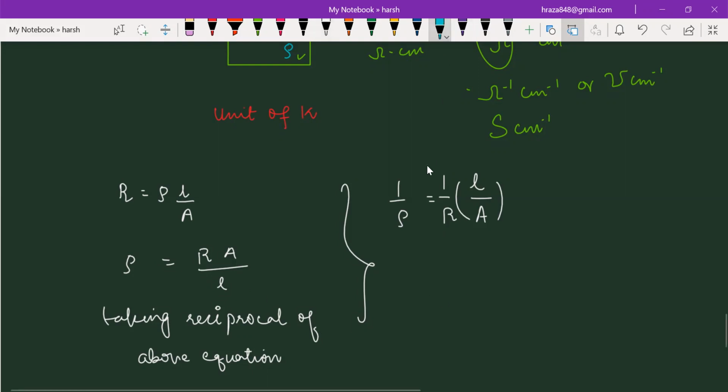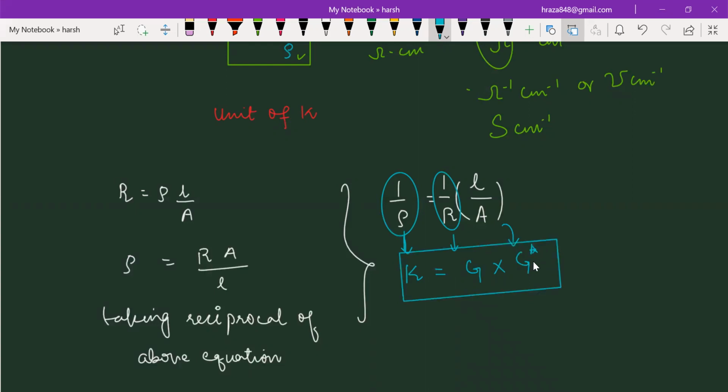So now you know that 1 by rho is kappa, this quantity. And 1 by R is basically conductance, so I can write G. And do you know what L by A is? I will define it. This is known as cell constant. We write G star for cell constant.